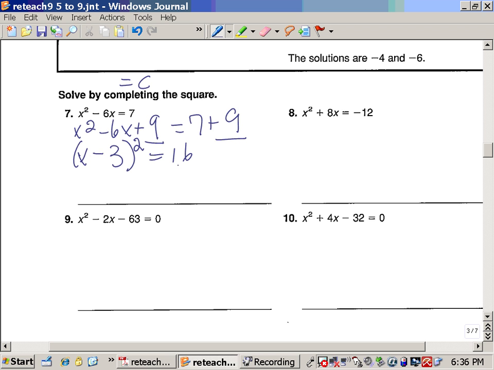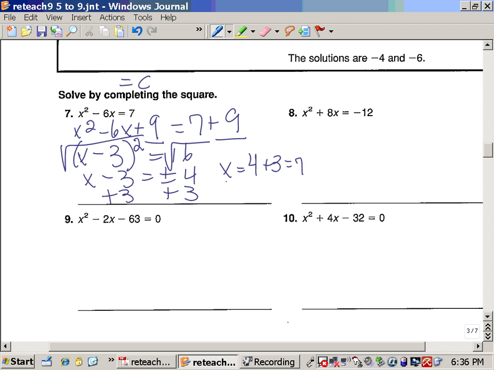That gives me 16. Take the square root of each side, and x minus 3 is equal to positive and negative 4. Moving the 3 to the other side, I'm going to get x is equal to positive 4 plus 3, which is 7, and x is equal to negative 4 plus 3, which is negative 1. So my solutions are 7 and negative 1. Moving on to number 8, same exact problem. I need to add my blank to each side.